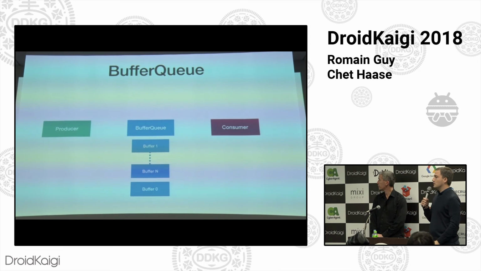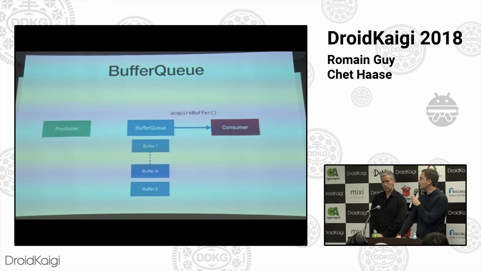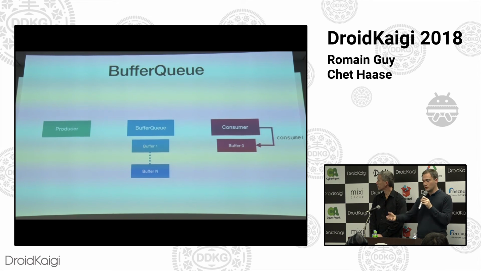And then on the other side, the consumer. The consumer will typically be Surface Flinger to be able to do the window composition, but it could be the media codec, or it could be anything else in the system that needs access to a graphics buffer to do something. We'll call acquire buffer. It will take ownership of that buffer. It will do whatever it has to do with it, for instance, window composition. And when it's done, it calls release buffer and sends the buffer back into the buffer queue.